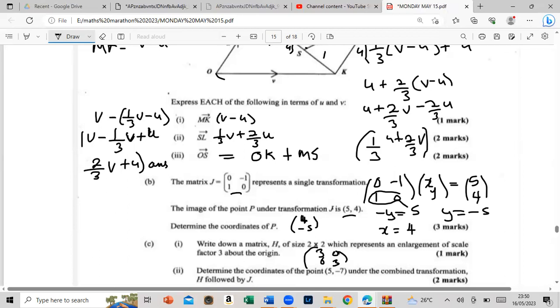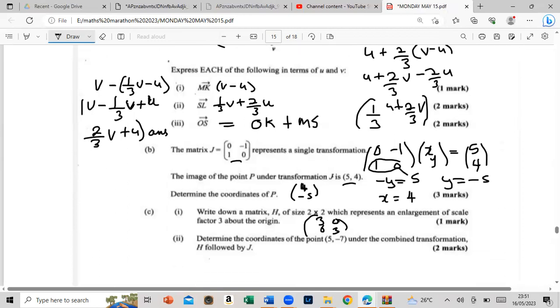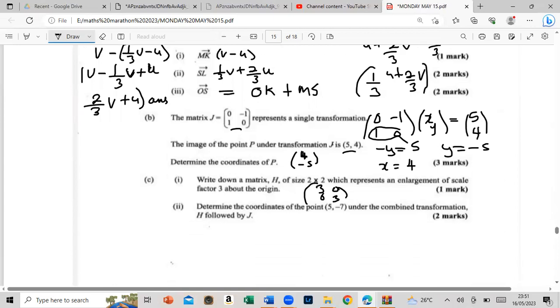All right, let's see what I'm saying now. Determine the coordinate of 5, negative 7 under the combined transformation of H followed by J. That was J, so J was up here. So I'm going to do the enlargement first, and that's what they say. So that means under the enlargement, it's going to be 3, 0, 0, 3. So do the enlargement first and then follow with J.